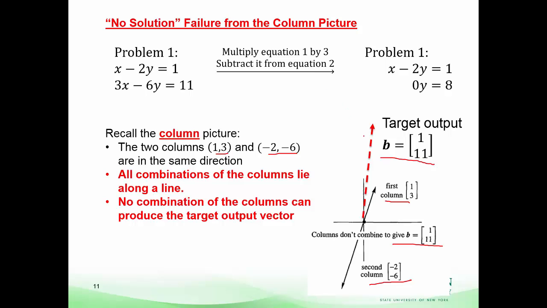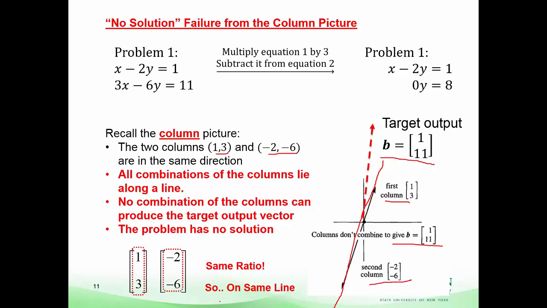So the only thing we can compute or create by linear combinations of the two columns are things that lie on that line. It goes through the origin, and both of the columns lie on them. So if B happened to lie on that line, then we would have not only a solution, but infinitely many solutions, as we'll see in just a little bit.